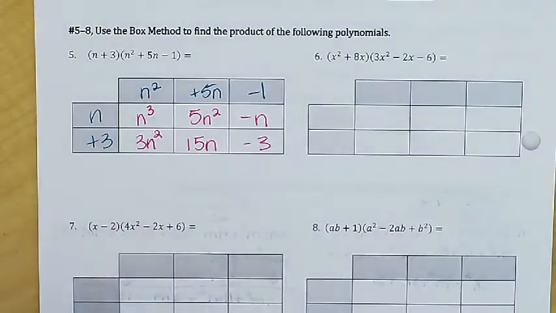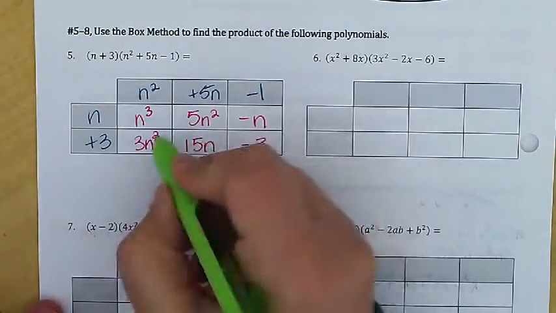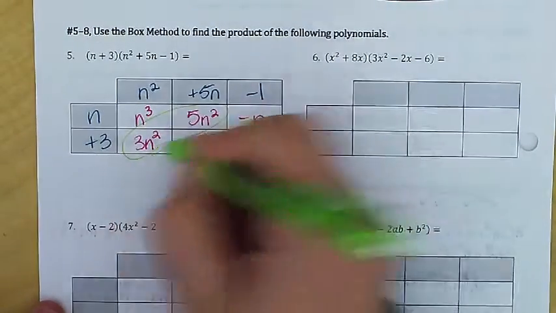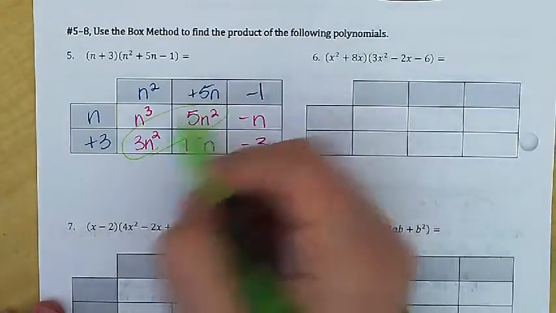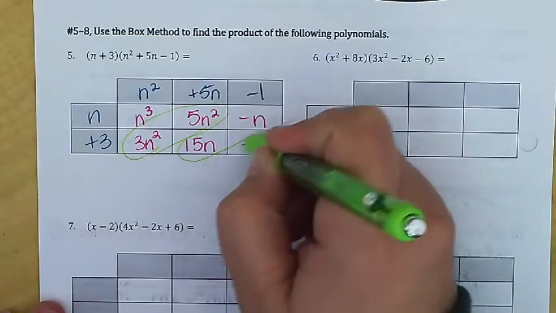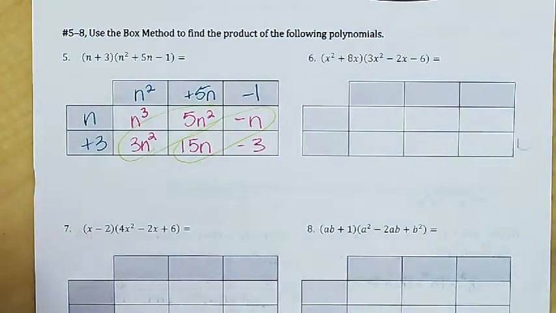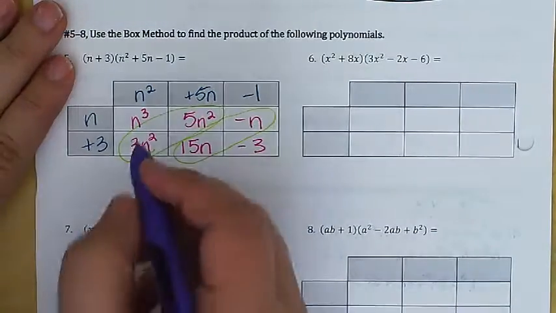But then you also still have to keep an eye on like terms. So you have these 6 products, and you want to recognize that you've got a couple of like terms right here that can be combined, and a couple of like terms right here that can be combined. So before we write our final answer, we want to make sure we've combined any like terms.